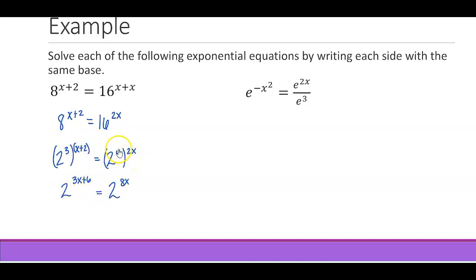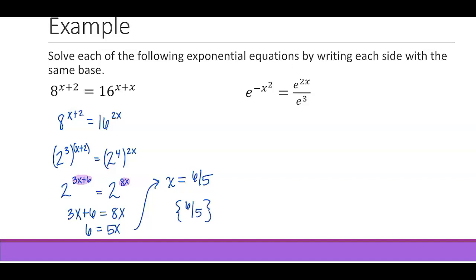And now, since they have the same base, I can go ahead and set their exponents equal to one another, sort of thinking about taking log base 2 of both sides leaves us just with the exponents. 3x plus 6 is equal to 8x. Or we have 6 is equal to 5x if I subtract the 3x to the other side. So that leaves me with x equals 6 over 5. So I'm going to solve for x, divide both sides by 5. So 6 over 5 is my solution.